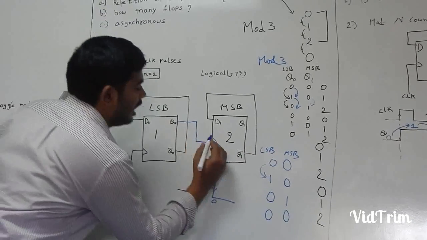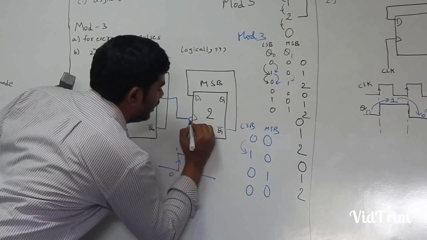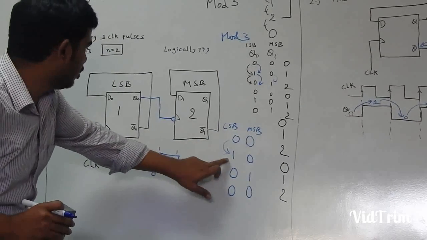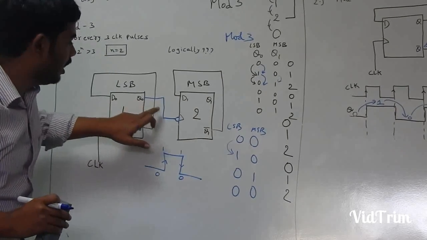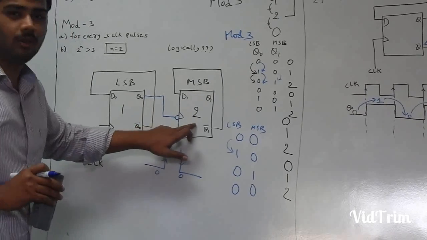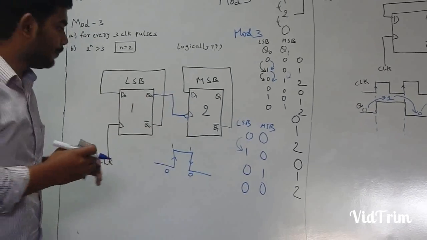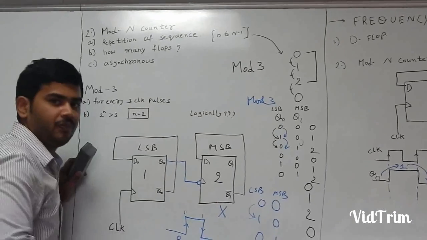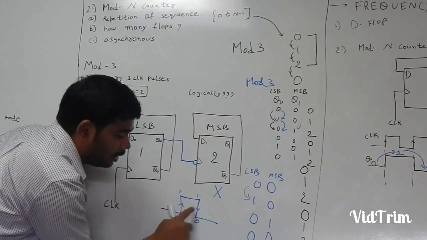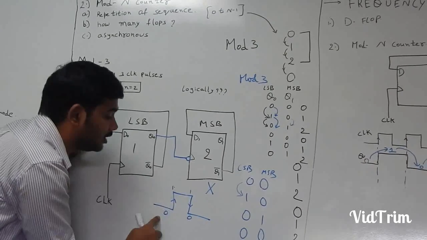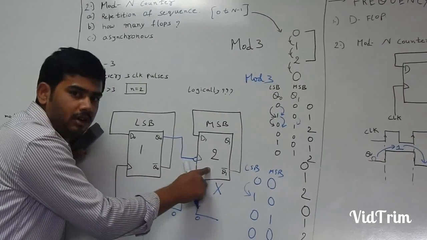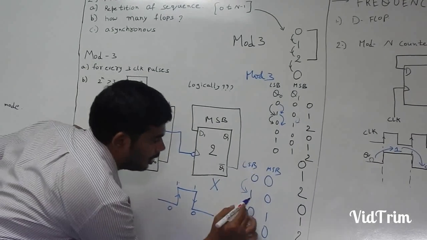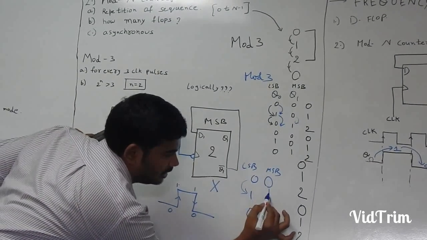So suppose I give negative edge here. First of all, LSB is changing from 0 to 1, but we give negative edge to this next clock. So when 0 to 1 comes, it will not trigger because it needs a 1 to 0 transition, but we are giving a 0 to 1 transition. So this will not trigger. Yes or no? Agreed? So no change.